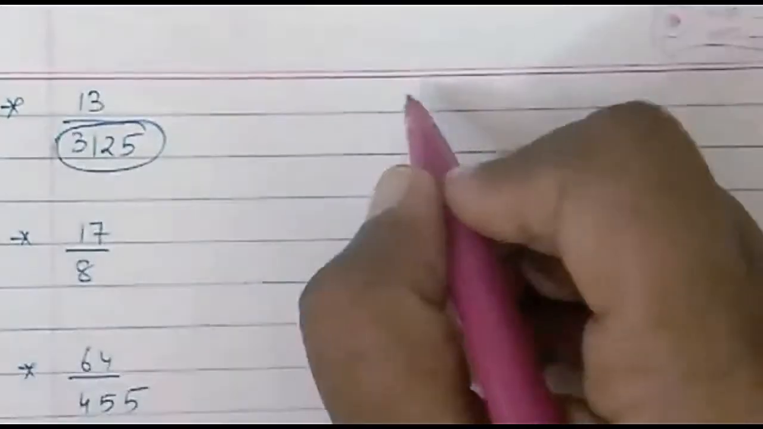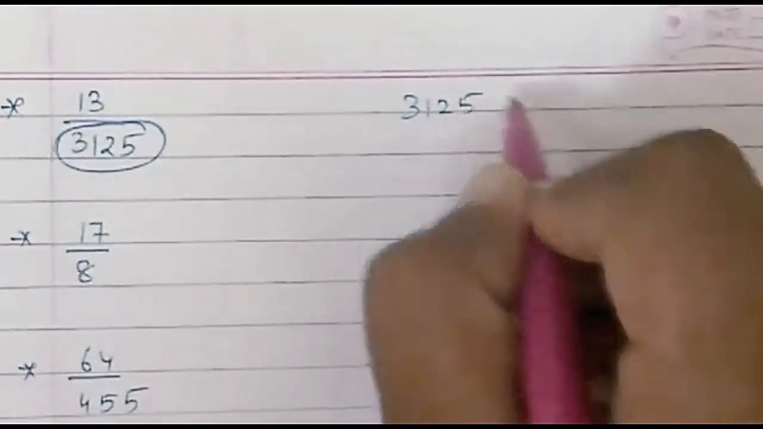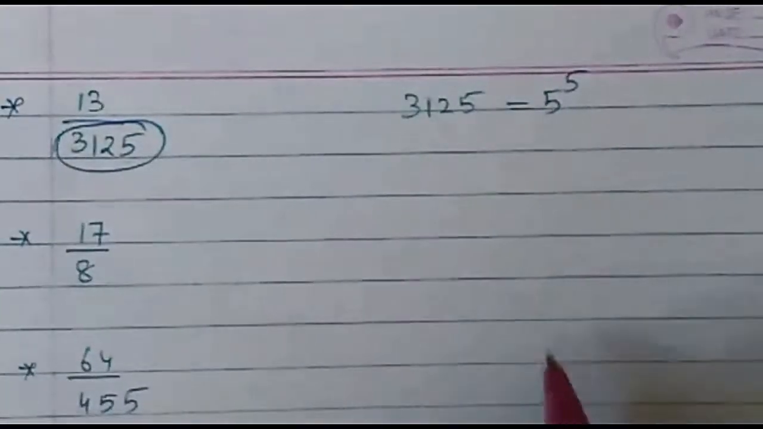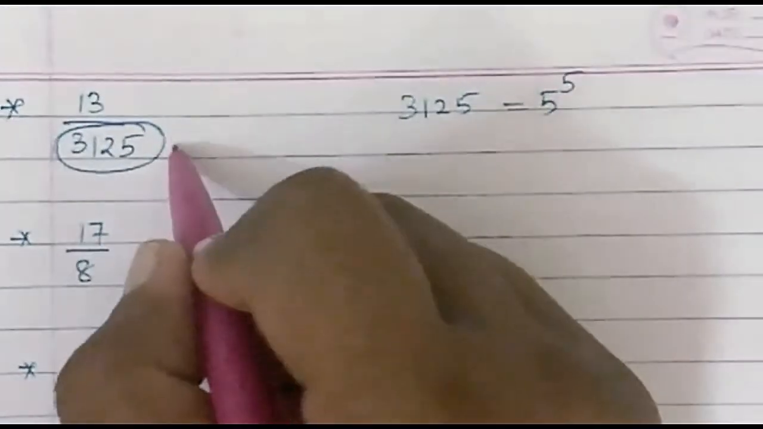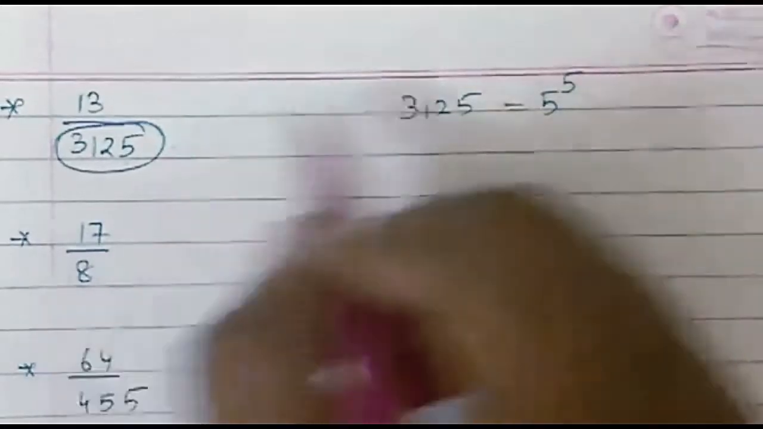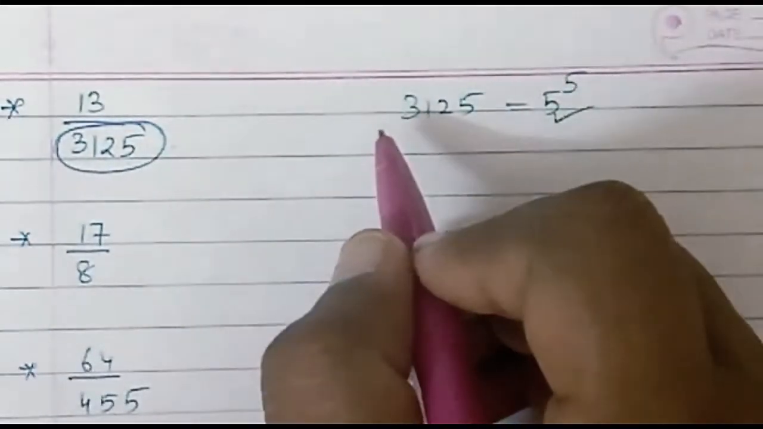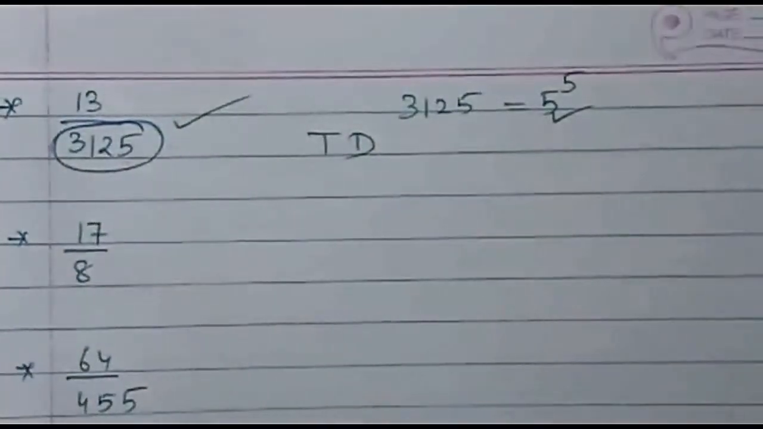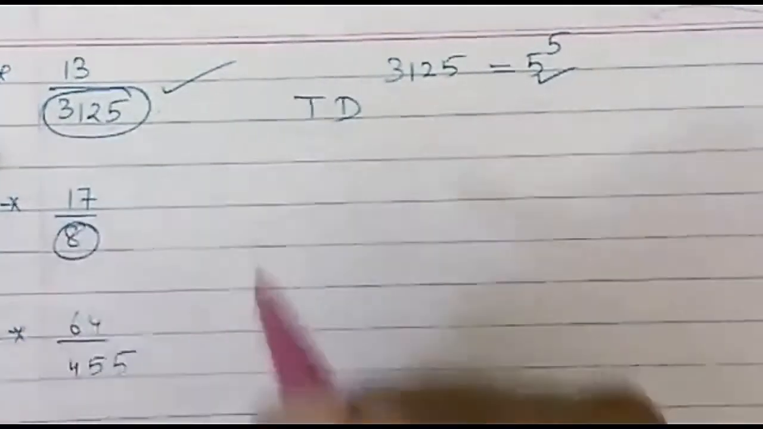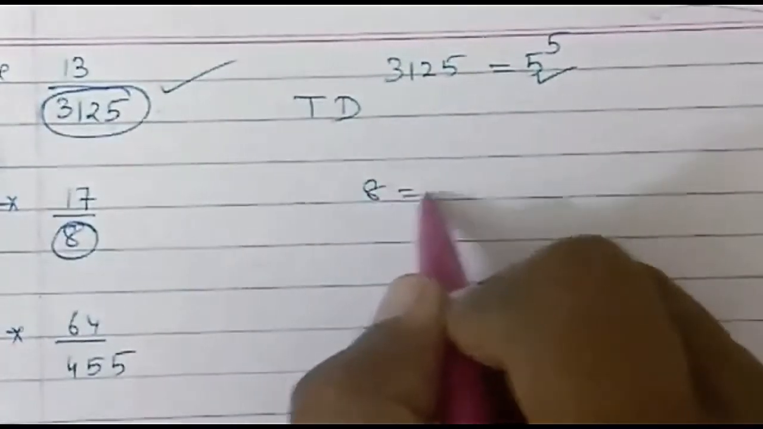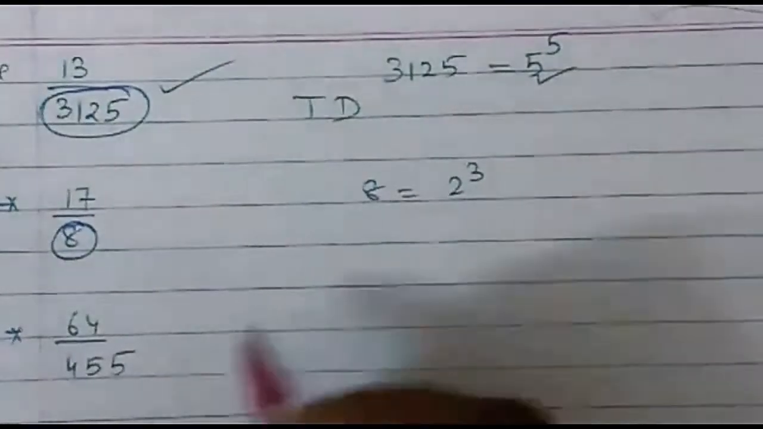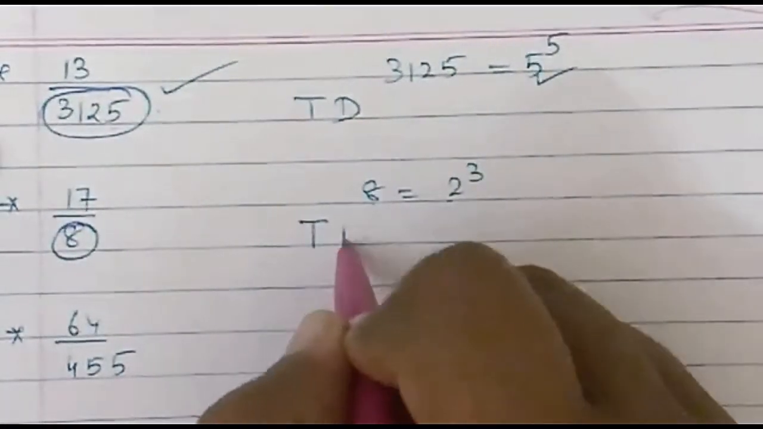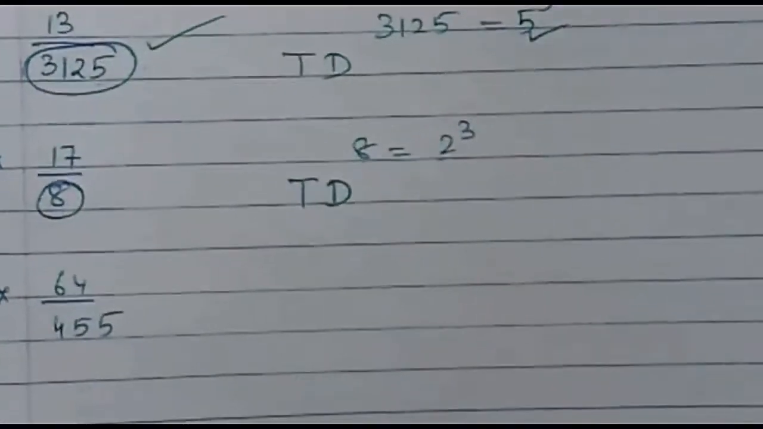So the denominator is 3125, which is actually 5 raised to 5. If you multiply 5 five times, it will be 3125. As the denominator is a product of the number 5, according to the theorem, this will be a terminating decimal, right? Same way, 17 upon 8. 8 we know is 2 raised to 3. So again we can say the denominator is a multiple of 2, so this number is also a terminating decimal.